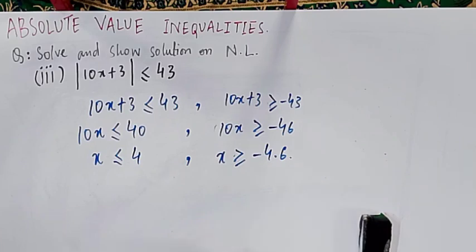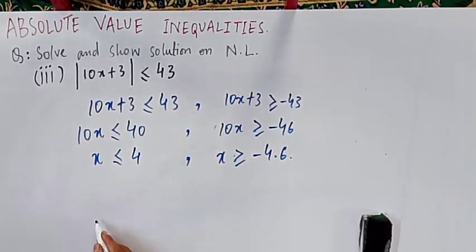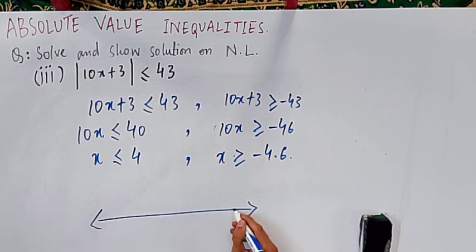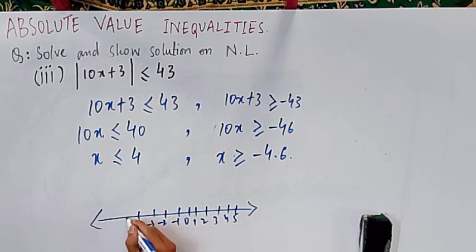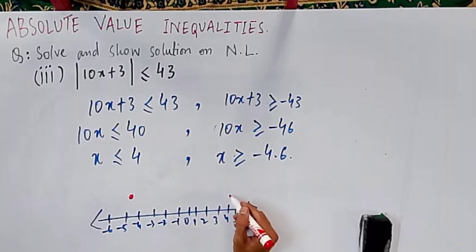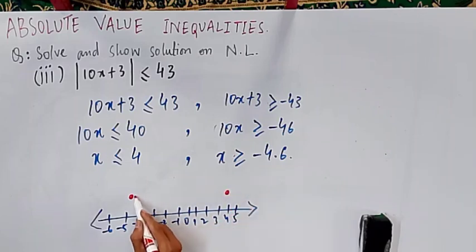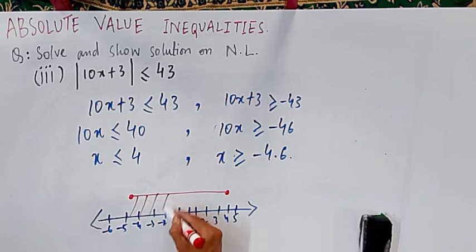So this is the case of AND. Is it in less than and less than equals to? You can easily show it on the number line. So let's start with 5, 4, 3, 2, 1, 0, minus 1, minus 2, minus 3, minus 4, minus 5, minus 6. That's it. So you need to show it that x is greater than equals to minus 4.6. So let's say minus 4.6 is over here, greater than equals to, and it is less than equals to 4. So this is your solution.